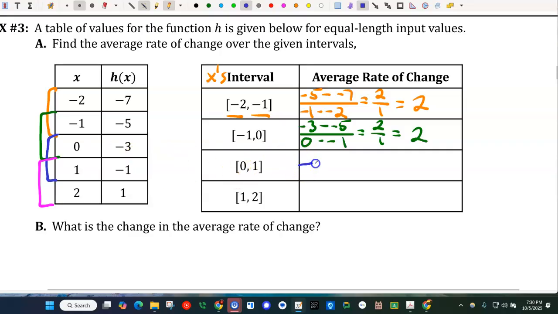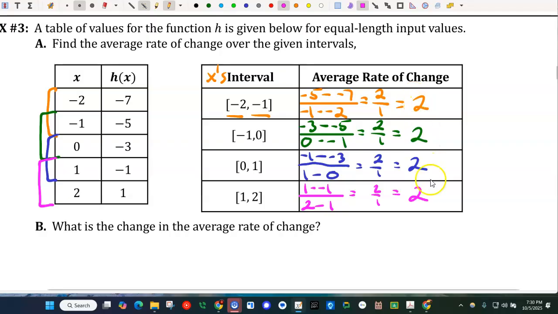Okay, so we'll do from 1 to 0. So we'll have negative 1 minus negative 3. So we'll have 2 over 1 as well. And then lastly, you could probably guess what's going to happen here. We have from 1 to 2. So we'll have 2 minus 1, and then it'll be 1. And we have 1 is negative 1. So we get 2 over 1 as well. So the fact that these are all the same is what we're interested in today, right?